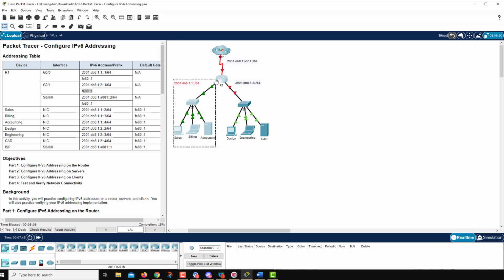This allows sales, billing, and accounting to target a default gateway of not 2001:DB8:1:1::1. We can have sales, billing, and accounting target a default gateway of FE80::1. The same default gateway design, engineering, and CAD are targeting, because FE80::1 is configured on the router. So for each local LAN, that address is unique. For each local LAN, that address only exists once, and it's on the router. So it makes connectivity even easier. Our routing protocols also use this as well.